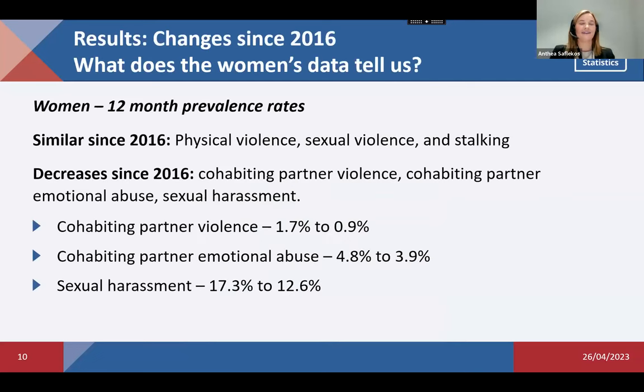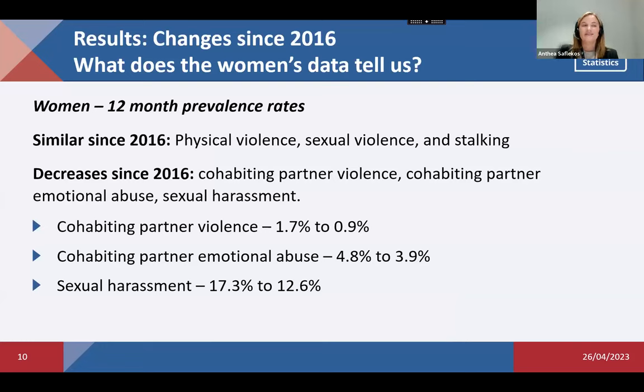Okay. So on the next slide, we changed the time frame. The slides before were looking at how many people have ever experienced violence since the age of 15. Now we look at how many women have experienced violence in the last 12 months, to measure that rate against the 2016 survey. And we found a few differences. Similar to 2016 were physical violence, sexual violence, and stalking. However, we did see a drop in cohabiting partner violence, cohabiting partner emotional abuse, and sexual harassment.